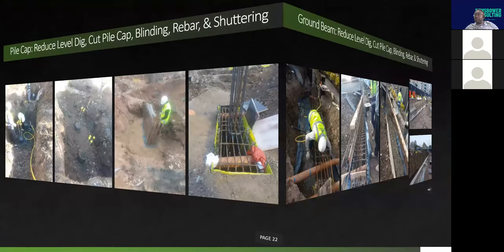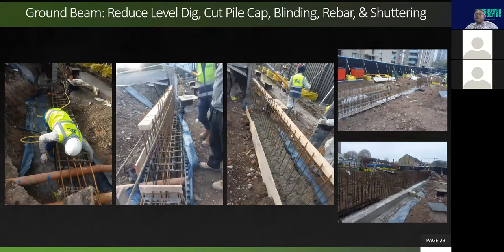Now let's look at the next one. This one is for the ground beam. You can see from left to right, there's a localized dig around where we want to install the beam, and then there's blinding. There's a gas membrane installed. You see that material there that is put on the ground. That's a gas membrane.